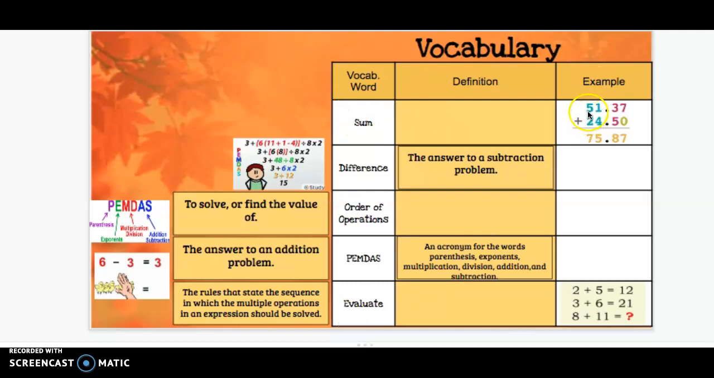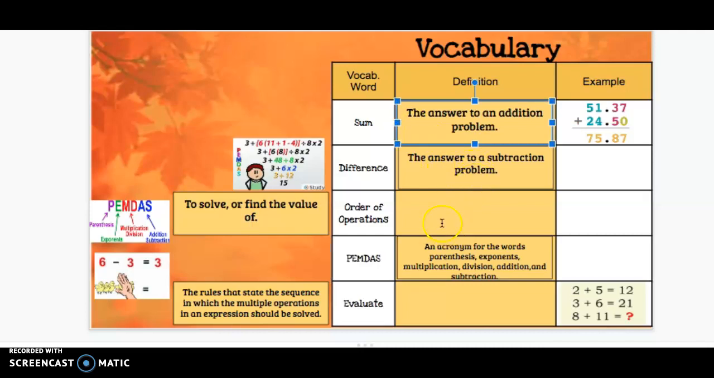I've given you the example using decimal points, and they drop their decimal point down, they've lined up their digits, and the most important thing here is to notice that there's an addition sign. So sum is the answer to an addition problem. So we're going to click and drag the answer to an addition problem.